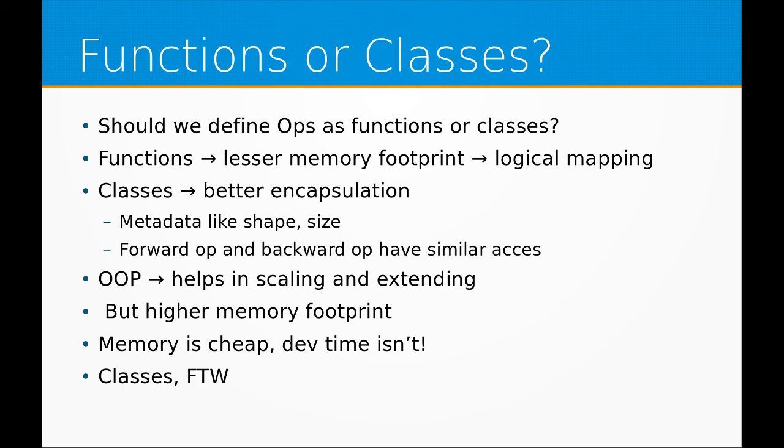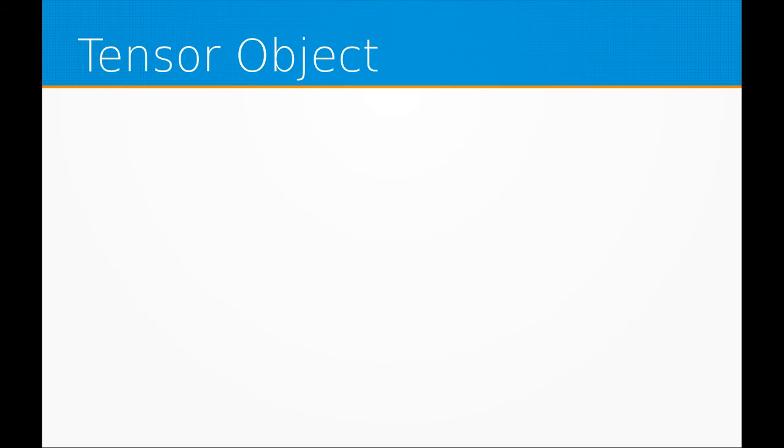Even though functions make logical mapping easier, objects help to have a better abstraction, and it helps improve productivity. Okay. So now that we have agreed upon the fact that all the operations have to be objects, naturally tensors should also be objects, because those are an array. You cannot have a raw API for tensors.